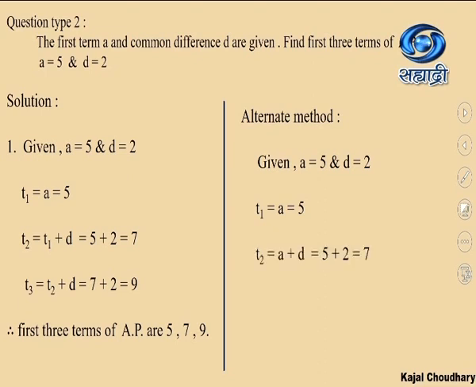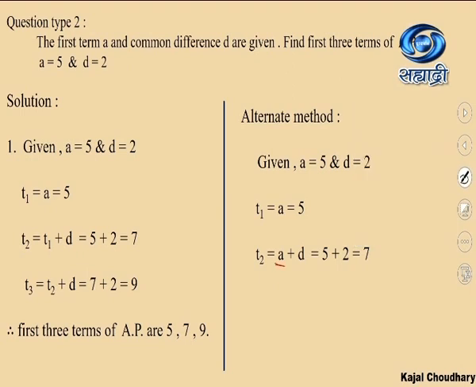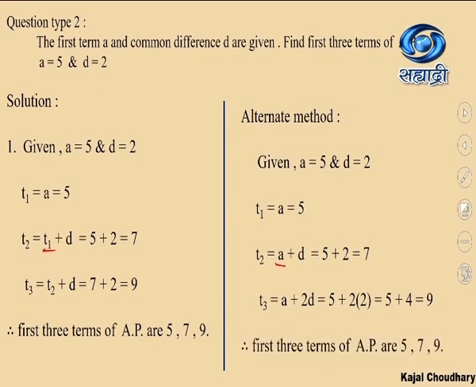So, the second term is A plus D, which is 5 plus 2. There is just a difference in the letters which we are writing. Here it is A, and in the previous method we had written T1. Now let's see T3. T3 is equal to A plus 2D, which is 5 plus 2 into 2, that is 9. The answer comes out the same. In both methods, we get the same three terms. It's just the pattern or method which we use to solve that varies, but the answer remains the same. So the first three terms of the AP by using the alternate method also are 5, 7 and 9.